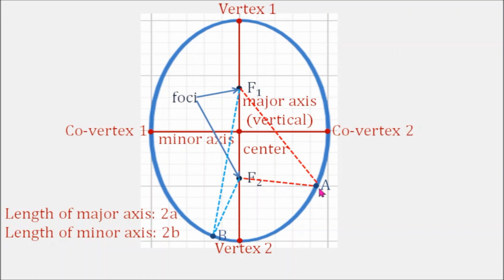The distance from A to F1 plus the distance from A to F2 equals the distance from B to F1 plus the distance from B to F2. So we can write AF sub 1 plus AF sub 2 equals BF sub 1 plus BF sub 2.